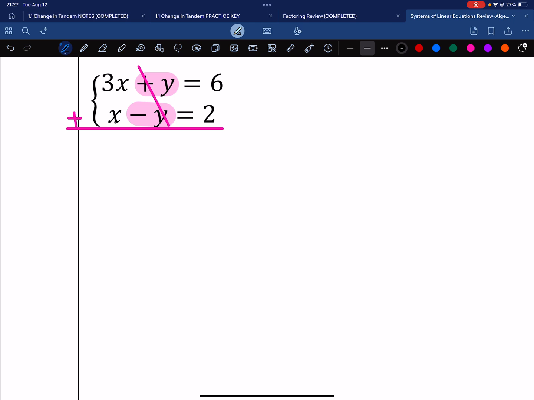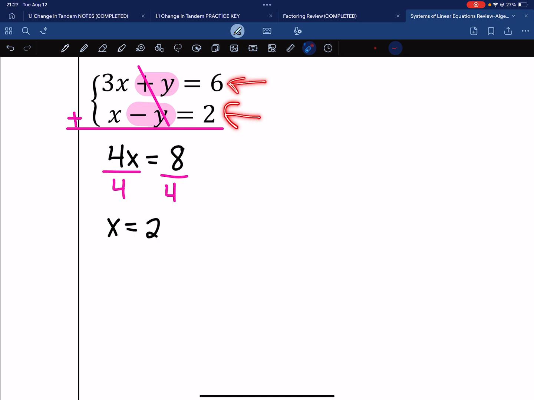So then we just have 3x plus 1x, which is 4x, 6 plus 2, which is 8, and now we just have a one-step equation to solve. All we're going to do is divide by 4, and that gives us x is equal to 2. Now we're going to plug this into one of the original two equations, so either this equation or this equation.